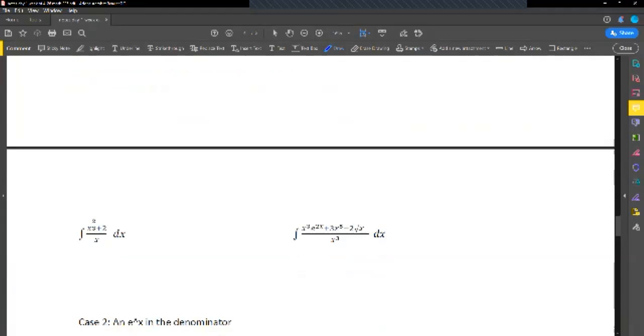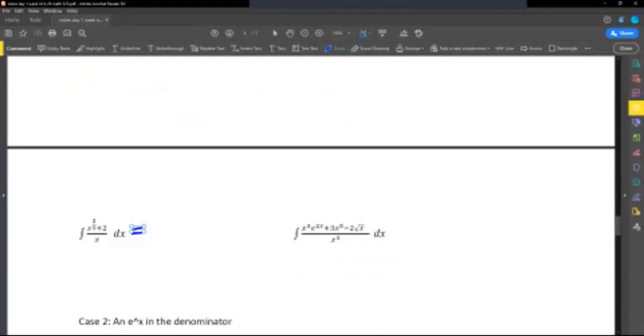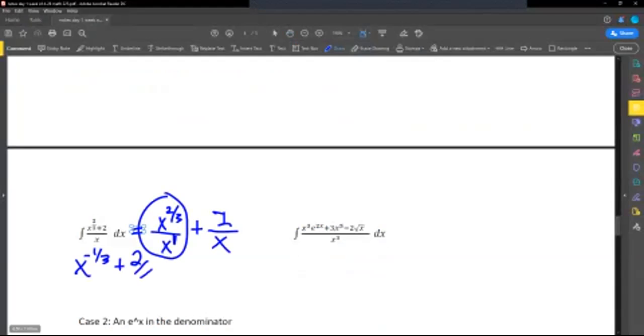So like this first integral, I could rewrite this algebraically as x to the 2/3 over x. So remember, both of these are dividing x plus 2 over x. And I can simplify this by subtracting the exponents. So this is 3/3, so 2/3 minus 3/3. This is really x to the negative 1/3 plus 2 over x. And this is something I can integrate now, term by term.